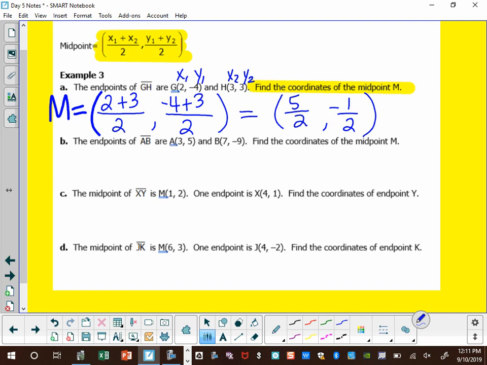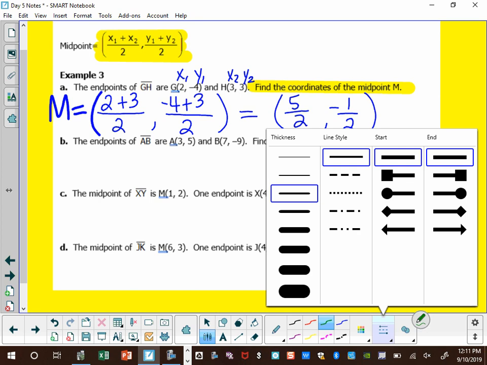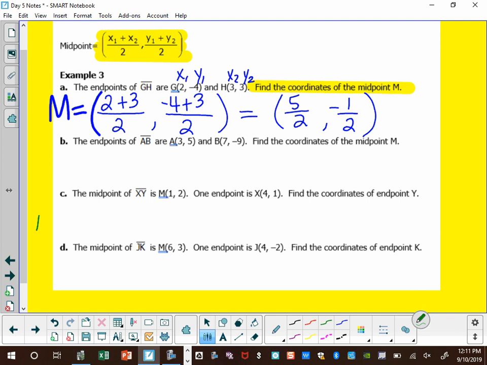All right, let's do the same thing for letter B. For letter B, it says the endpoints of AB are A is 3 and 5, and B is 7 and negative 9. Find the coordinates of the midpoint. So we're looking for midpoint again. All right, what are my x's here? What's my x1? 3. 3 plus what's x2? 7. 7 divided by 2. And then my y's, what's y1? 5 plus, what's y2? Negative 9 divided by 2.